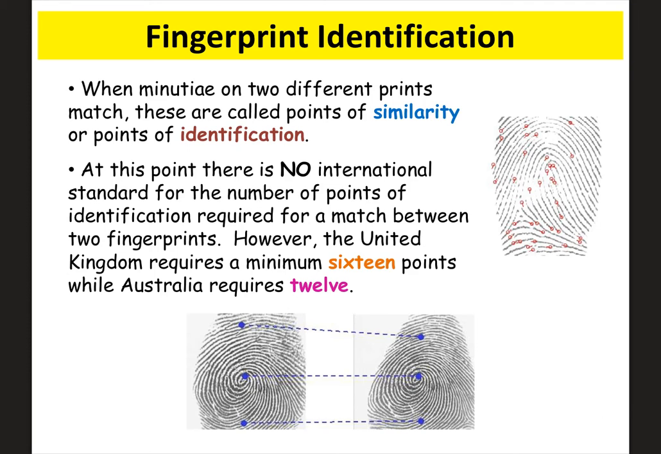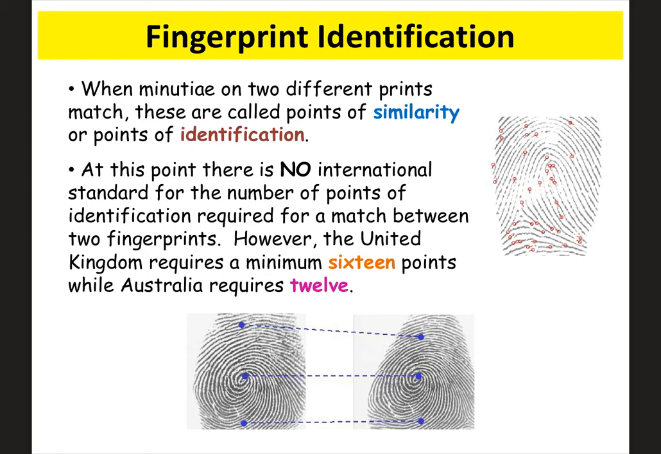Okay, so the more of these unique differences that you can get to match, the more likely the prints are the same. As of this very moment, there's no international standard for the number of points that you need to match up here. But some countries have specific requirements. So the United Kingdom, you'd need about 16 points to be in common between the two prints. Australia would require about 12.